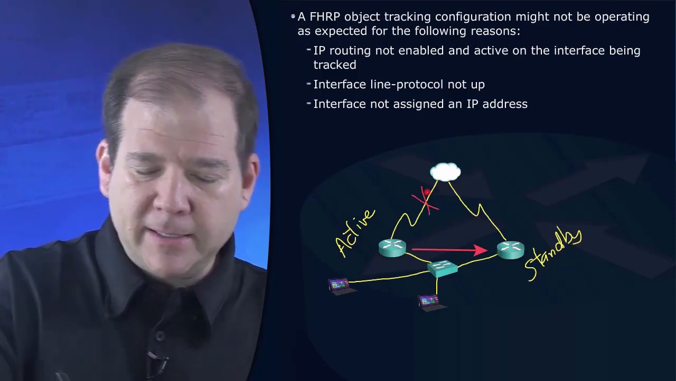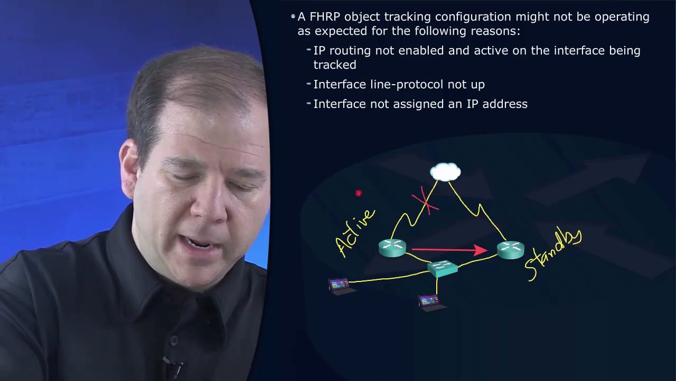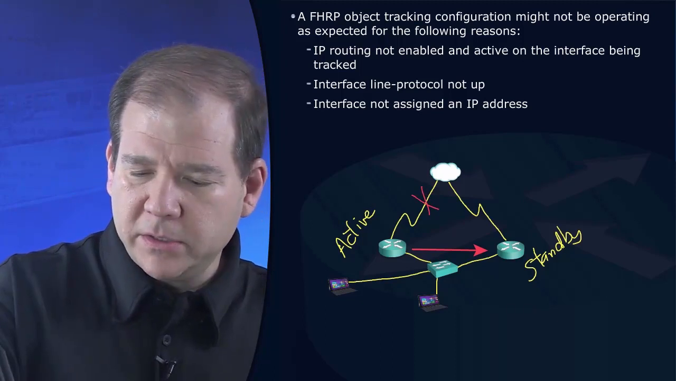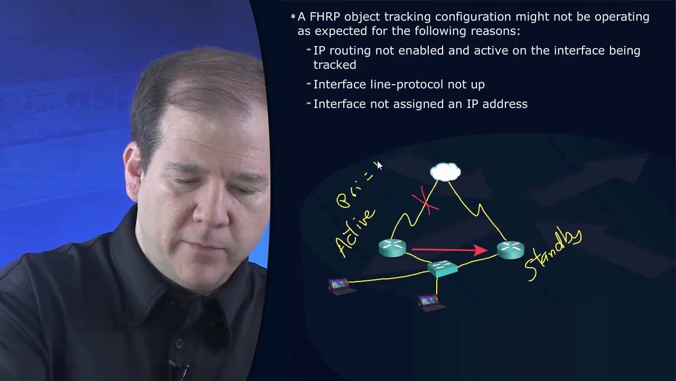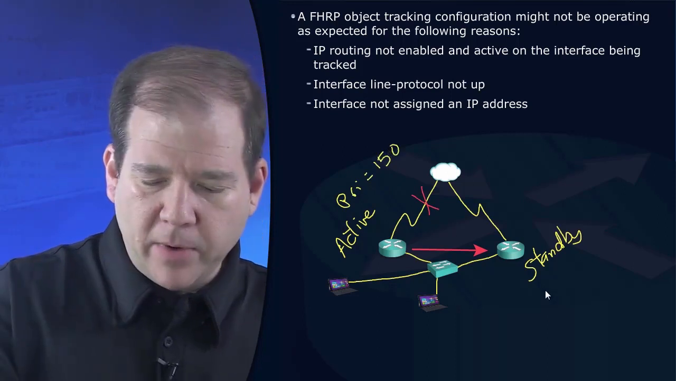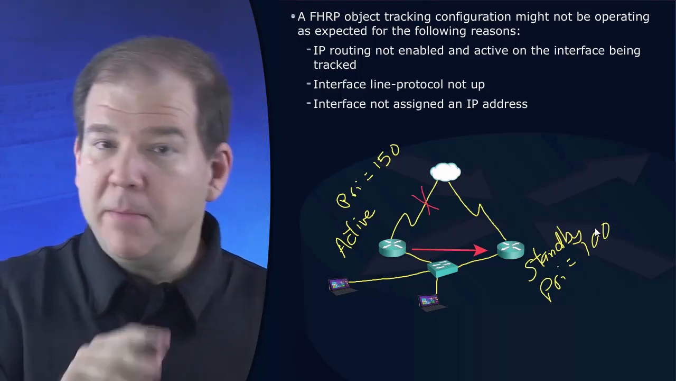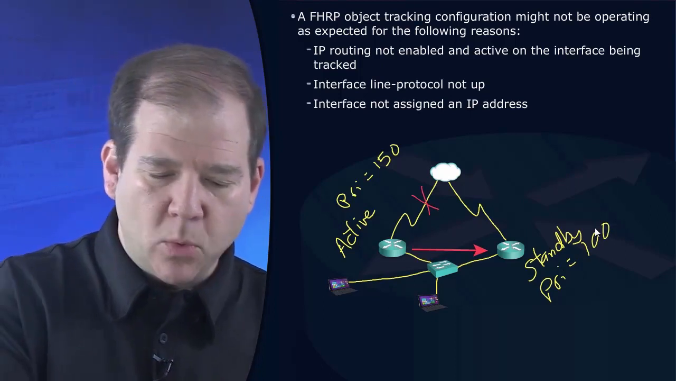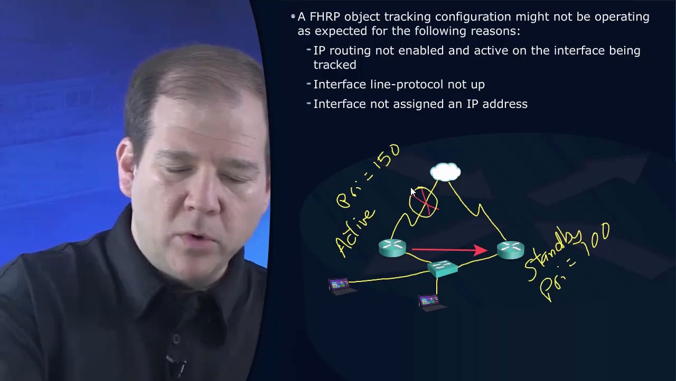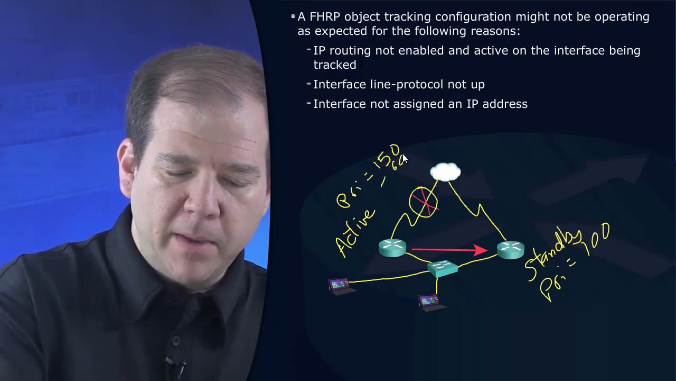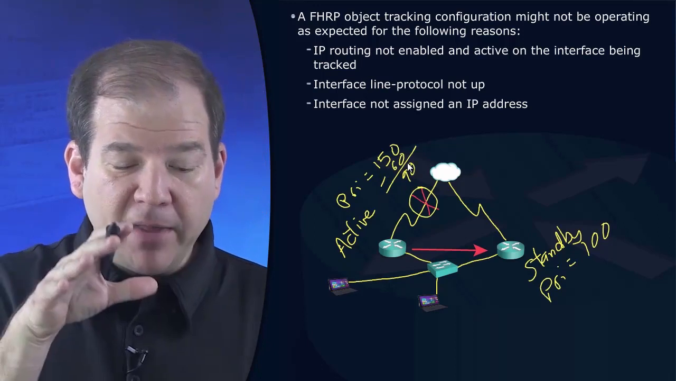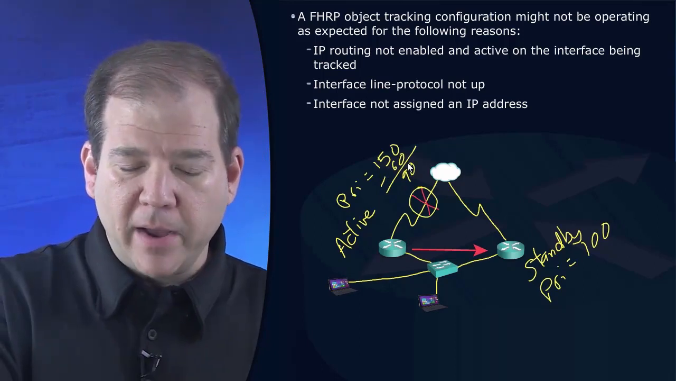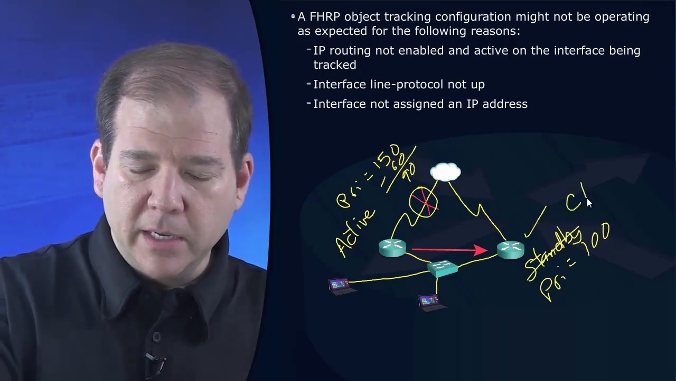And maybe that active router normally has a priority of, let's say, 150. Maybe the standby router has a default priority of 100. But if something bad happens in the network, if there's some network condition like this, we might want to decrement this priority by maybe 60. That's going to give us a resulting priority of 90. If we have that reduced priority, then the standby router can take over and suddenly become the active router.